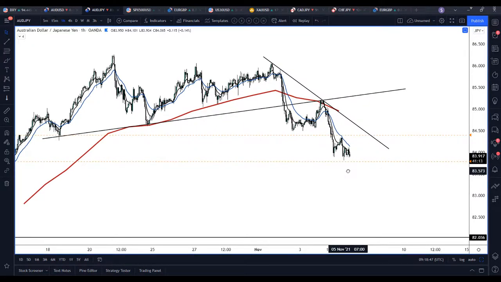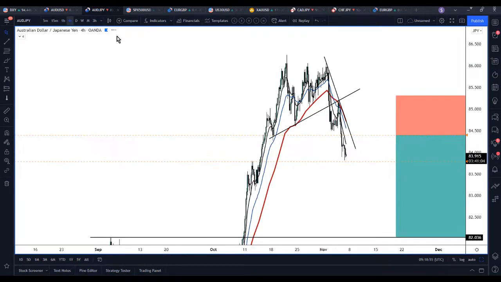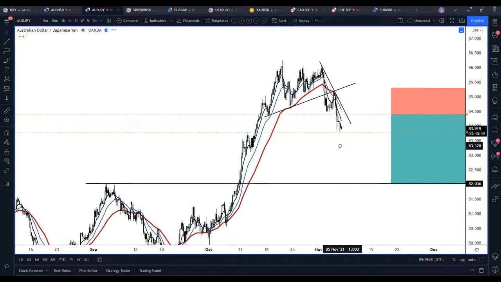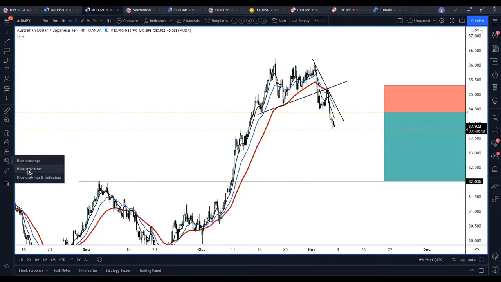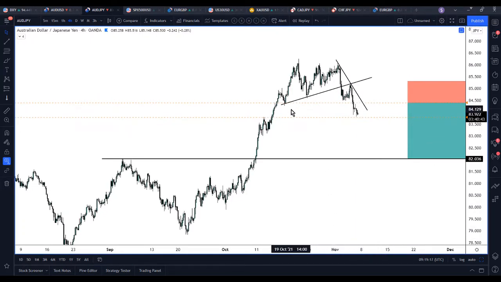One chart that really does interest me is Aussie Yen. Just to show you why, this is actually a trade we've got resting at the moment. Let me just take these moving averages off because I think it's going to confuse matters a little bit. Right, we've got this structure here: broken structure, support broke, retested, selling off. That's the basics of it.